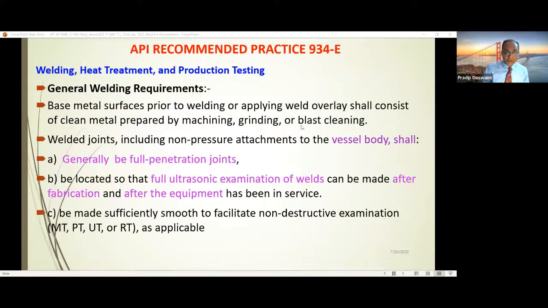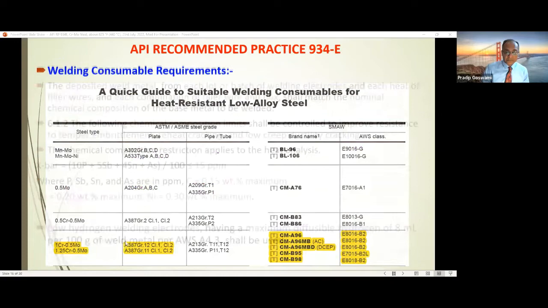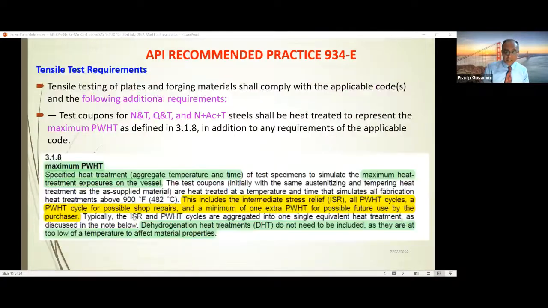if I go back to my previous slides, this is the definition of the maximum post-weld heat treatment. It says specified heat treatment, which is the aggregate time and temperature of the test specimen to simulate the maximum heat treatment exposures of this vessel. So that means you do not do this maximum heat treatment on the vessel. You do this simulation on your test plates. The test plates could be your base metal, and whatever cycle was done for the base metal, the same cycle needs to be repeated when you qualify the weld procedure.